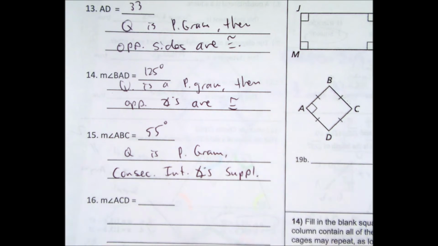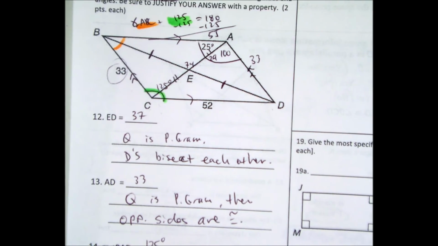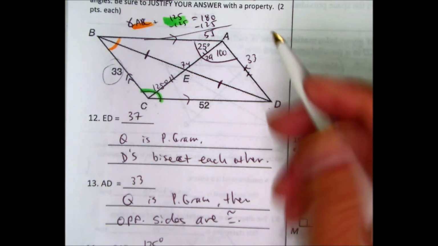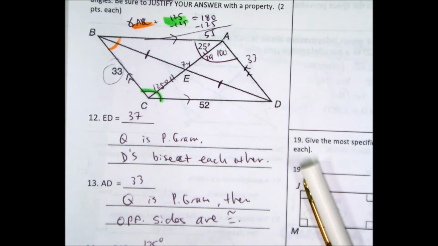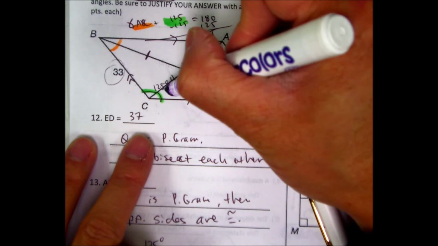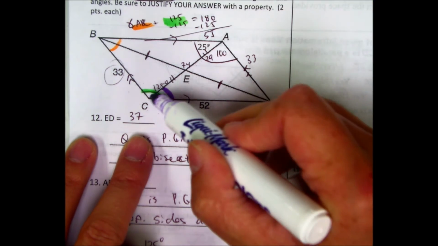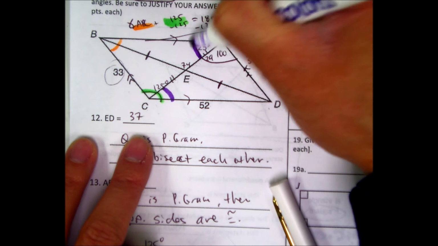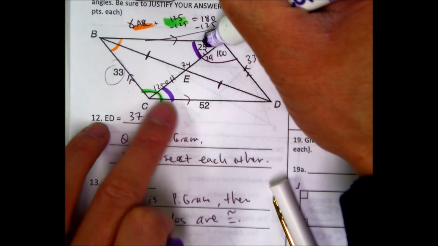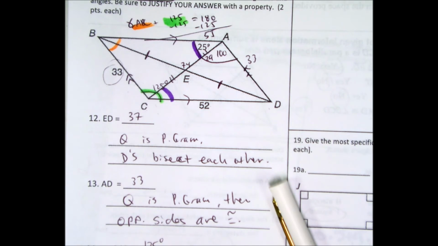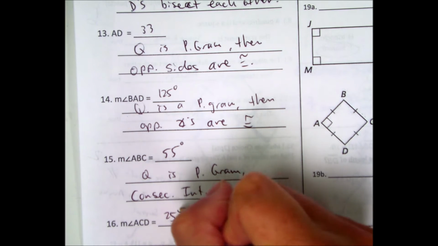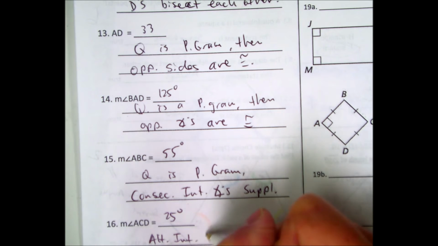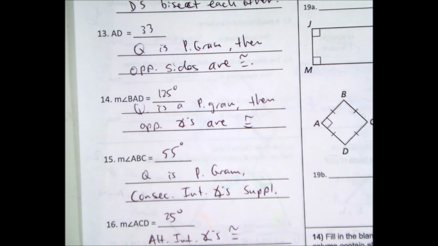The measure of angle ACD. Take a look here. It's going to be a tough one. ACD is here in purple. So think of it as a parallel line to this diagonal, or to the transversal. And that's what this one is right here. Parallel line to the same transversal, so that would be 25 degrees. The reason why is that alternate interior angles are congruent.